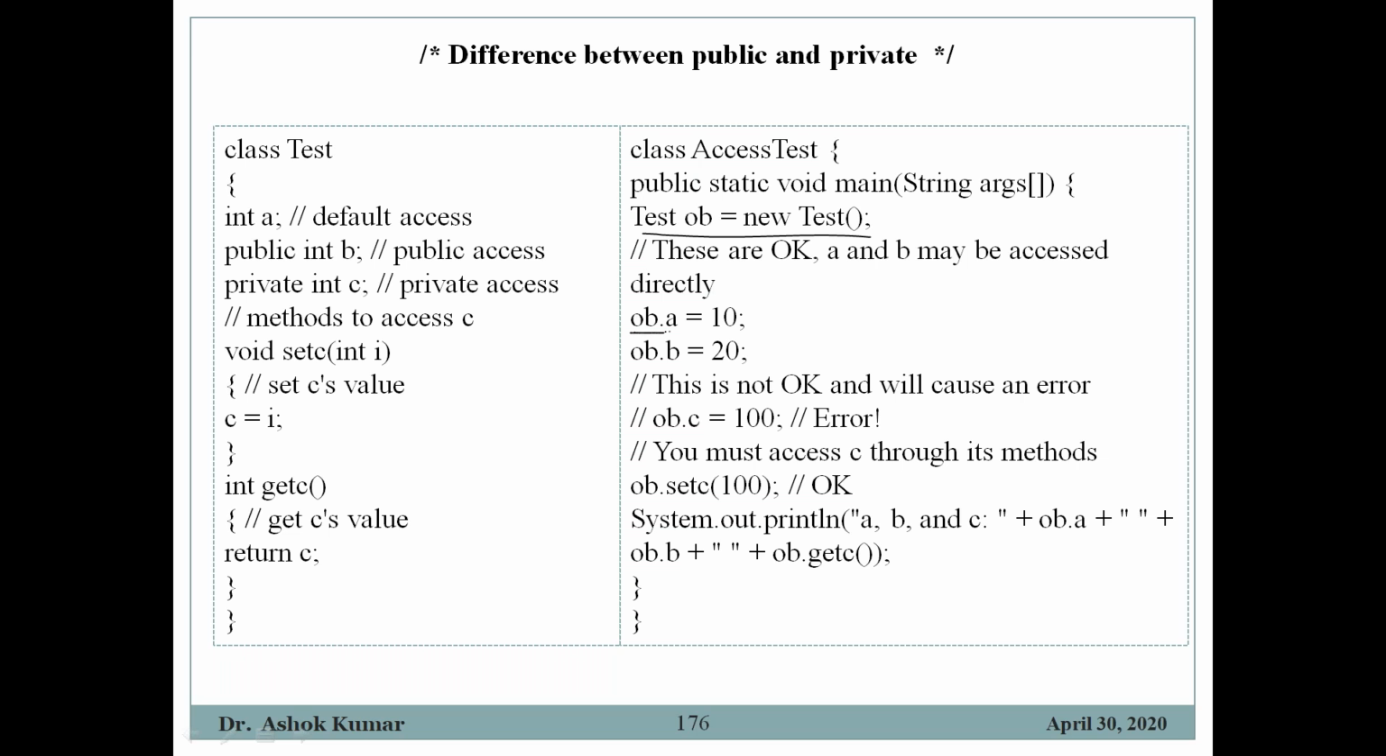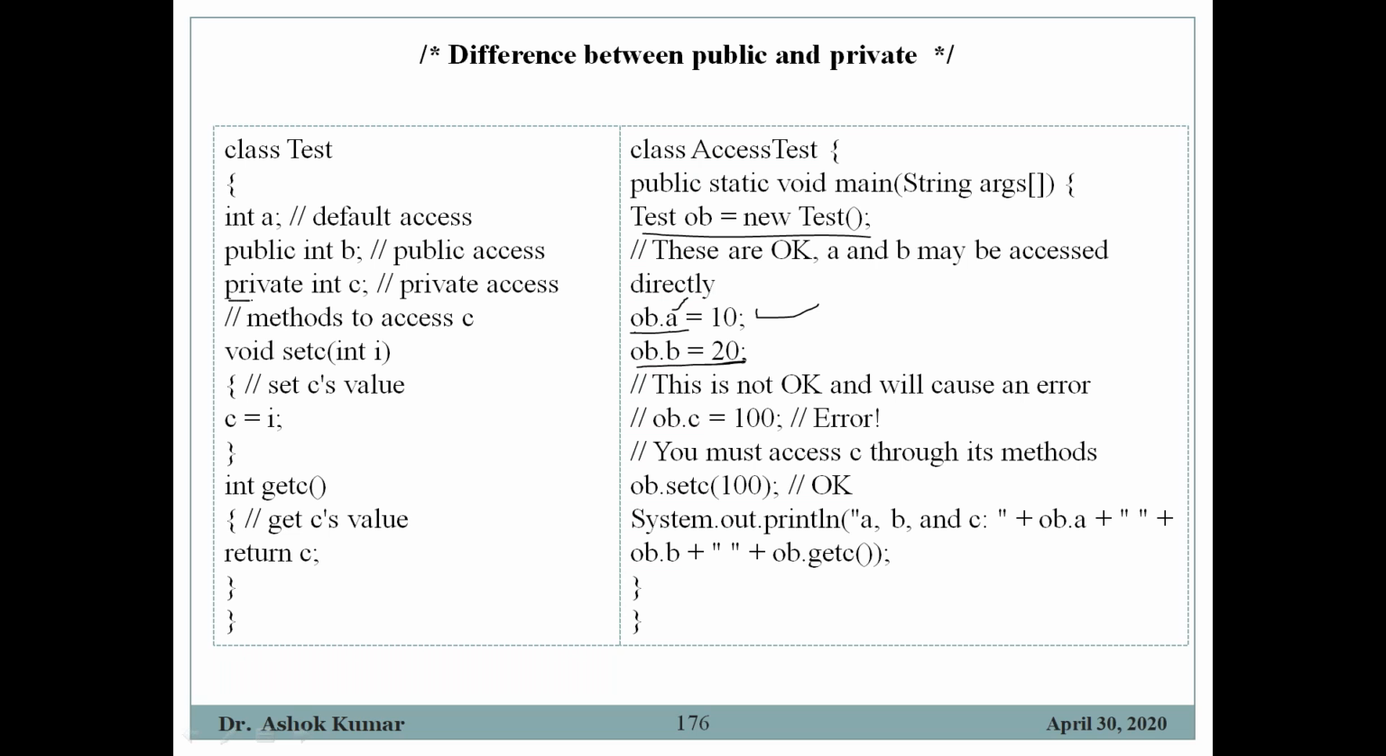This is called direct access. When you use the object name, then the dot operator, then the member name, that is called direct access. Direct access means the member of the class can be accessed through the object using the dot operator. So we are assigning value 10 to the instance variable a. Then b is public, and this can also be directly accessed using the object name over here.